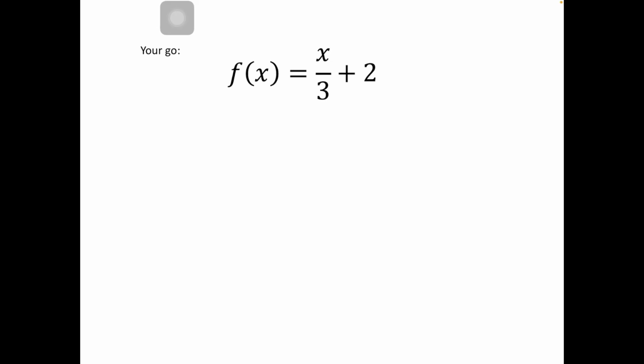Again, can we pause? Can we have a go? Slightly different one to rearrange, but exactly the same idea. So pause, have another go for me, please.